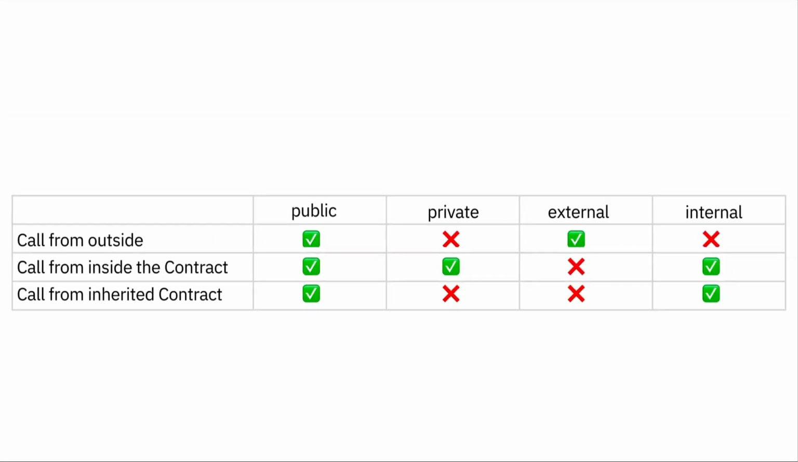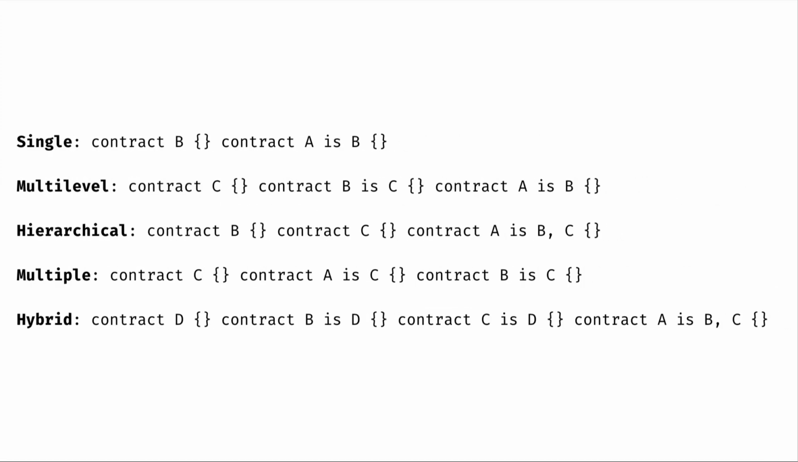So, how do we write all this in code? It's quite simple, really. When we define a contract, we just list all inherited contracts with the is keyword. So, for single inheritance, this is just contract A is B. And for multiple contracts, as is the case for hierarchical inheritance, for example, where you have multiple base contracts, we can just list the inherited contracts next to each other. So here it's contract A is B, C.